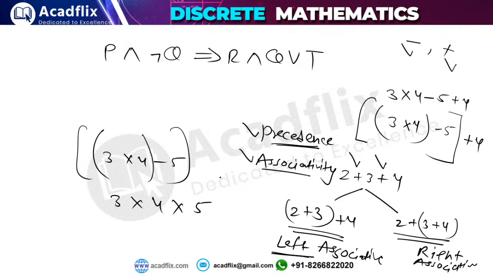Then you apply this associativity. In mathematics, multiplication is left associative, so first you execute the left multiplication, then you execute the right multiplication. These are the two concepts we have in almost every field of mathematics: precedence and associativity.